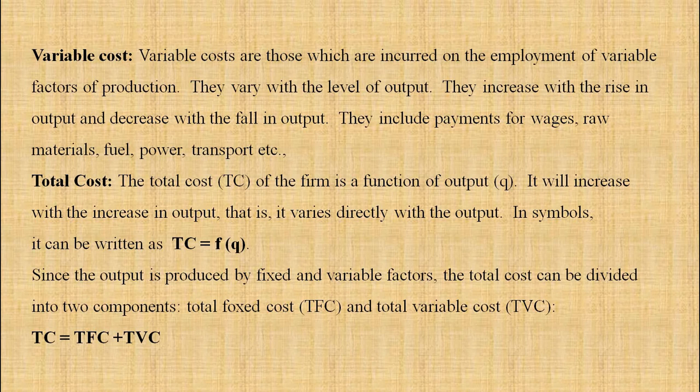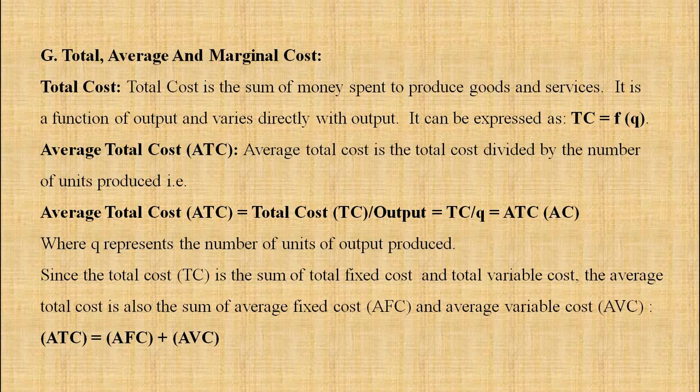Now, what is total cost? Total cost of the firm is a function of output. It will increase with the increase in the output. That is, it varies directly with the output. In symbols, it can be written as TC = f(Q). Since the output is produced by fixed and variable factors, the total cost can be divided into two components: total fixed cost and total variable cost. So total cost is equal to total fixed cost plus total variable cost.